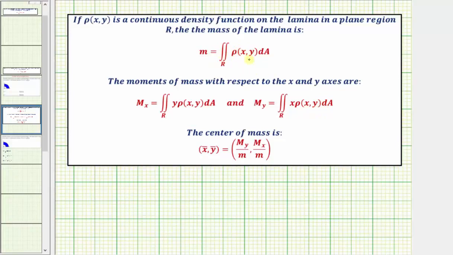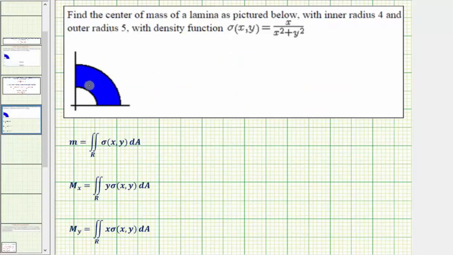Notice for the mass, the integrand function is the density function. For the moment about the x-axis, the integrand function is y times the density function. And for the moment about the y-axis, the integrand function is x times the density function. So we'll first set up these three double integrals, evaluate them, and then we'll find the center of mass. But because our region of integration here is bounded between two circles in the first quadrant, we're going to use polar coordinates rather than rectangular coordinates.